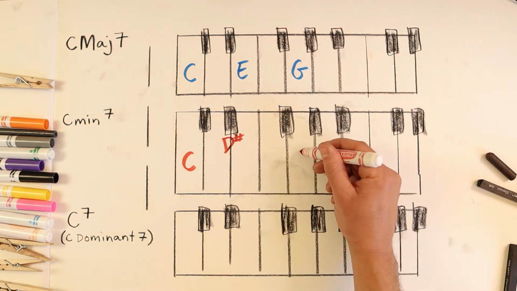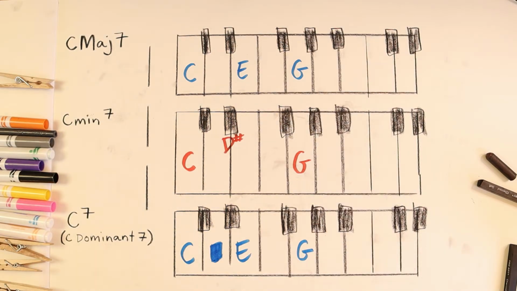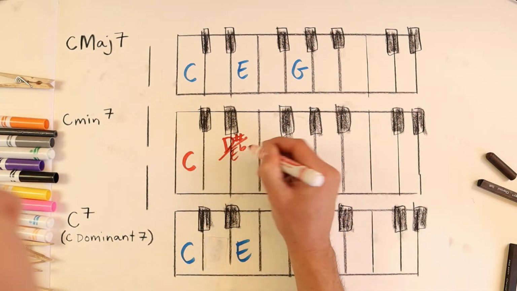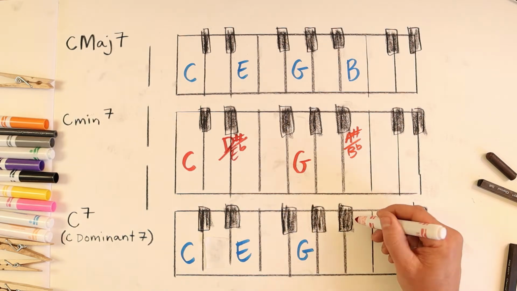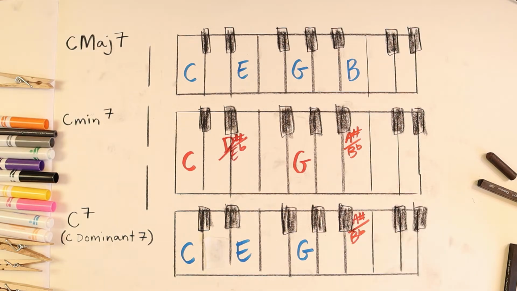So a major 7 gets its name because it's a major triad with a major 7th interval. A minor 7th is a minor triad with a minor 7th interval. And a dominant 7th is a major triad with a minor 7th interval.